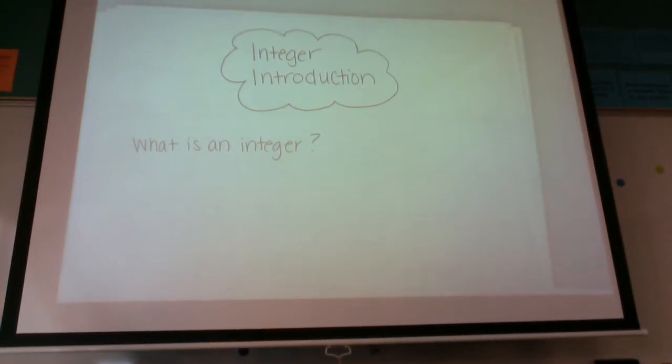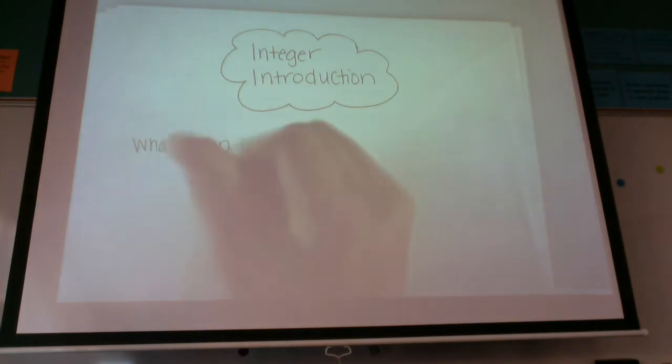Okay, today we're going to be talking about integers. So first, I want you to think about what you have heard or already know about what an integer is. So hopefully you remember back to that an integer is going to be a positive or a negative whole number.